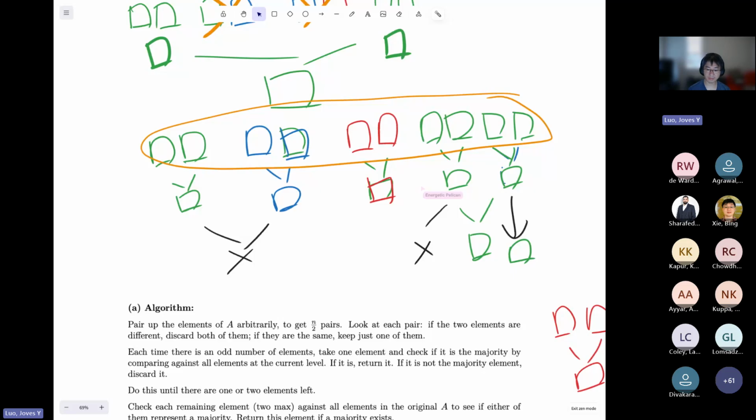I don't think either of those statements are ambiguous. Arbitrarily is very much distinct in that we don't care. We purposely have said we don't care. Arbitrary does not mean that it's unknown how we do this. We purposely say it doesn't matter how we do the pairing. The words "check if it is the majority" are followed by how to do that, by comparing against all elements at the current level. So that is also not ambiguous on how to check for the majority.